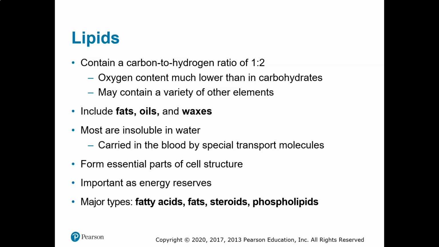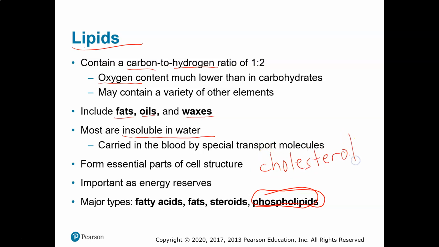Lipids are fats and oils, and they also are composed of carbon, hydrogen, and oxygen in a different ratio, though. The oxygen content is lower than in carbohydrates. Lipids include fats, oils, and waxes. Most lipids are insoluble in water. They form essential parts of the cell structure. For example, phospholipids. The cell membrane or plasma membrane is composed of phospholipids. And cholesterol is also found in our plasma membranes. And cholesterol is the base molecule that is converted into steroid hormones like testosterone and estrogen.